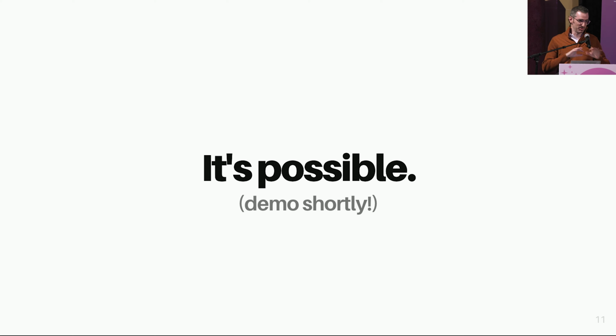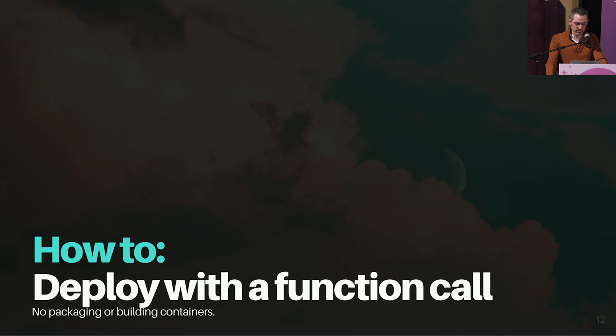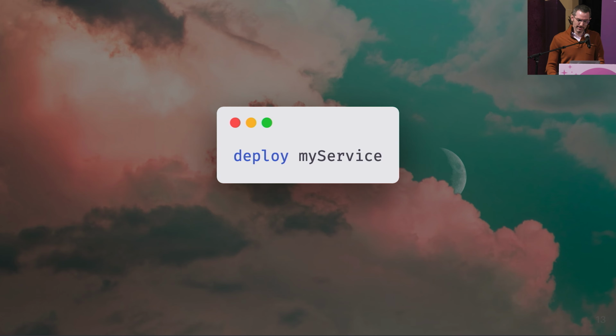But before getting to the demos, I want to just get into how do we actually do it. So let's take each of these in turn. We're going to start with the most difficult one. How do we deploy services with a function call in our programming language? So zooming in on this a little bit. So here is our deployment function. We're calling the deploy function. We're passing it my service.